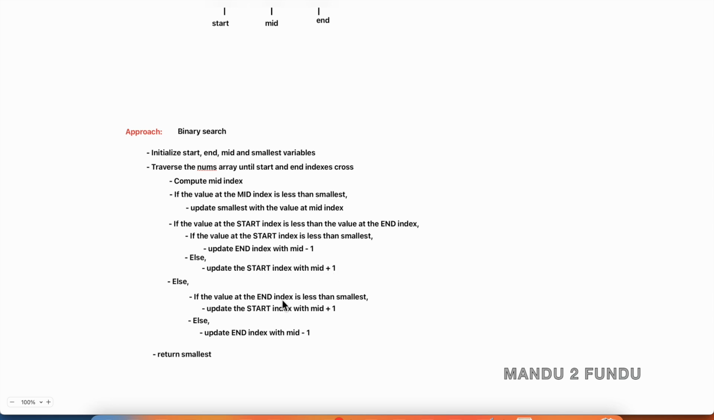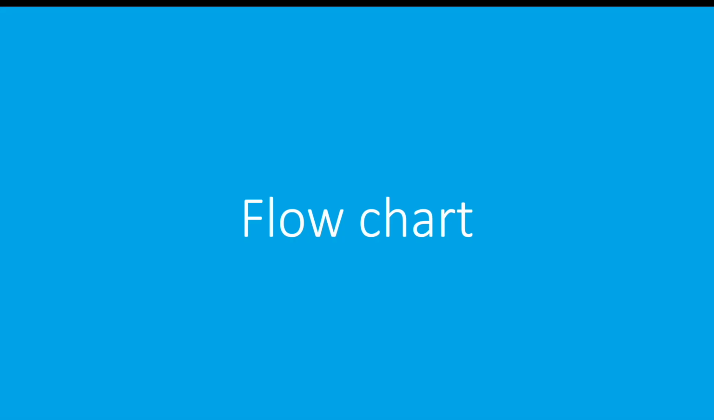If the end element's value is less than the smallest, then we update the start index with mid plus 1. Otherwise, we update the end pointer with mid minus 1. We repeat this until the start and end indexes cross each other. Then finally, the smallest variable contains the smallest number in the input array. Let's look at the flowchart.